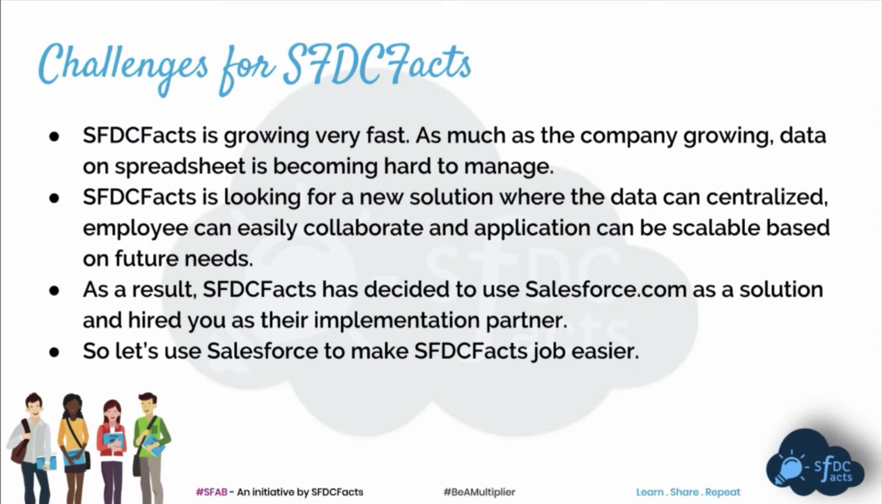So there are some challenges for SFDCFacts to manage their events using the spreadsheet. As we all know, to share the spreadsheet, you need to share it via email, or you cannot actually collaborate on a spreadsheet. Since SFDCFacts is growing very fast, they need some kind of solution where the data can be centralized. That means all the users can see the same data. Employees can collaborate on the data. That means if there is an event happening, they can start a talk on that. And also it can be scalable based on the future needs of sfdcfacts.com.